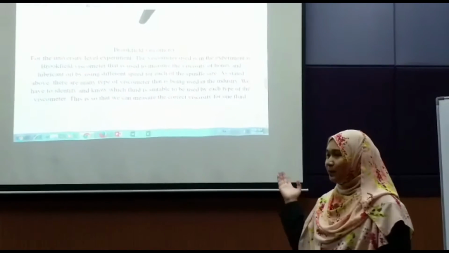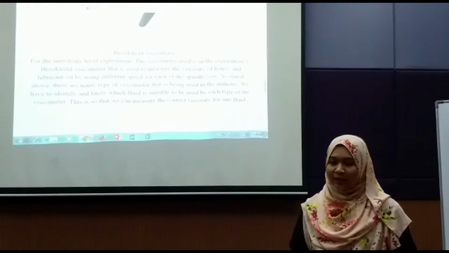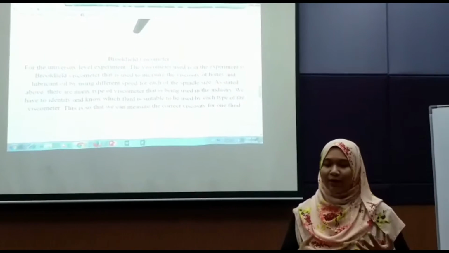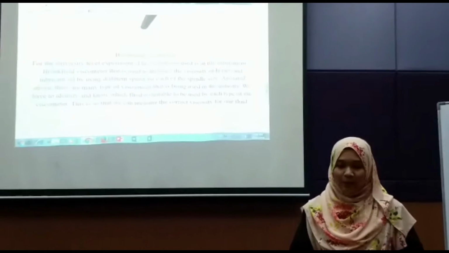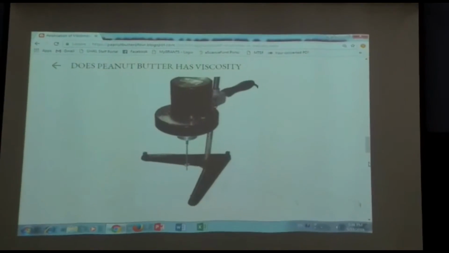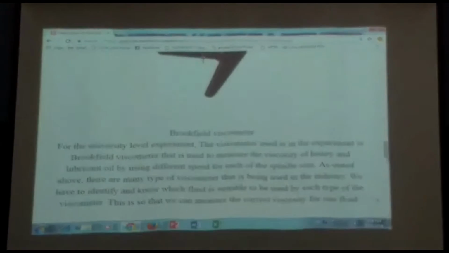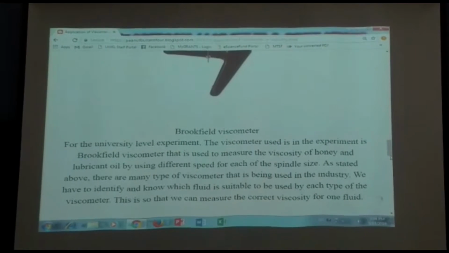So back to the peanut butter case, we can conclude that peanut butter can be related to honey, as the honey sample's viscosity can be seen and measured at the smallest spindle used and the lowest speed. The peanut butter viscosity will decrease as the shear stress applied on the sample increases.